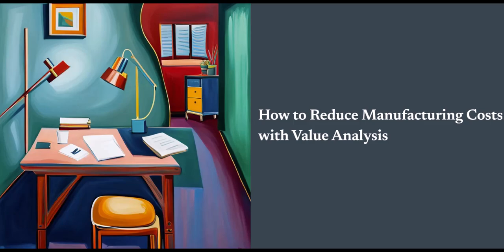First, there's cost reduction. This is the most immediate and tangible benefit. By dissecting each product or process into its essential functions and evaluating the associated costs, manufacturers can identify areas where expenses can be minimized. But it's not just about cutting costs. Value analysis also enhances quality. By focusing on primary functions and eliminating or modifying secondary features, manufacturers can produce more streamlined and effective products.